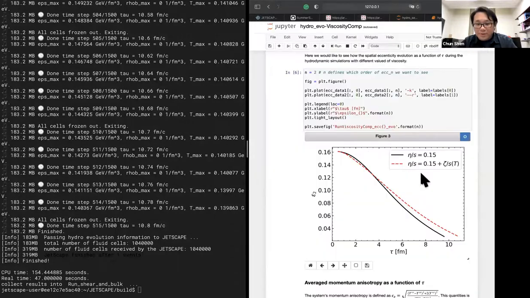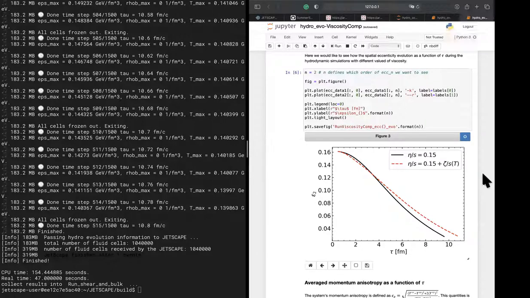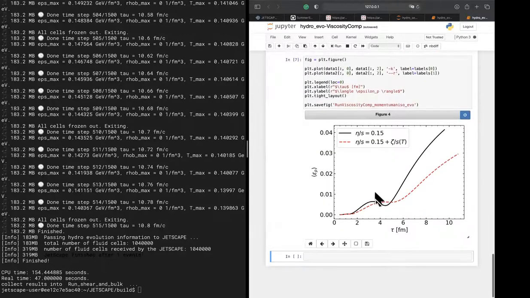So any questions about these results? Or any questions about the effects of viscosity physically, or anything related to the actual simulations? There is a question on Slack: is the non-monotonic behavior in figure 4 an artifact due to looking only at a single event?